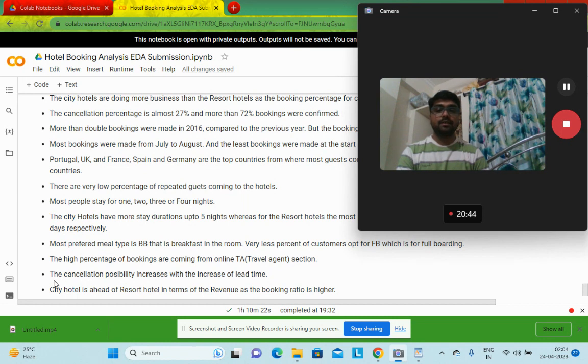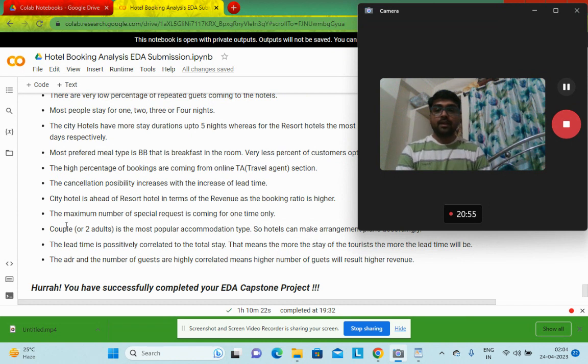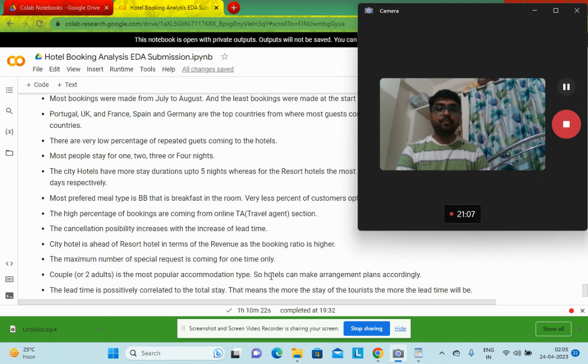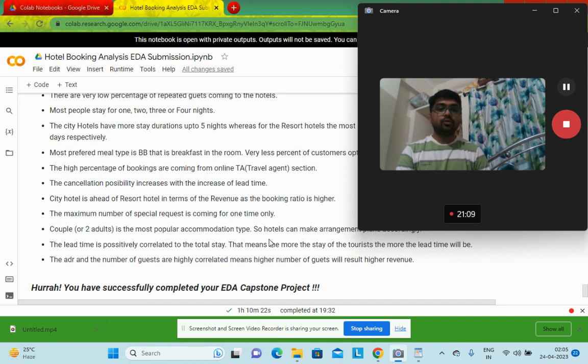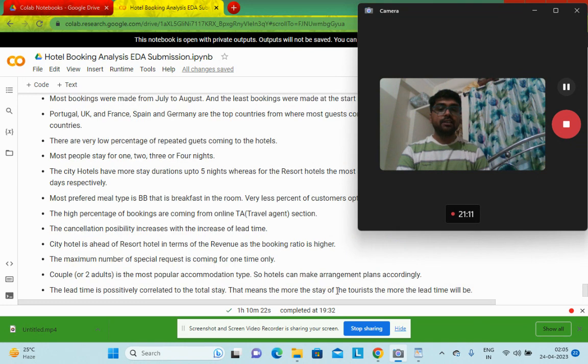The cancellation possibility increases with the increase of lead time. The city hotel is ahead of the resort hotel in terms of revenue as the booking ratio is higher. The maximum of special requests are coming for one time only. Couple or two adults is the most popular accommodation type. So the hotels can make arrangements and plan accordingly.